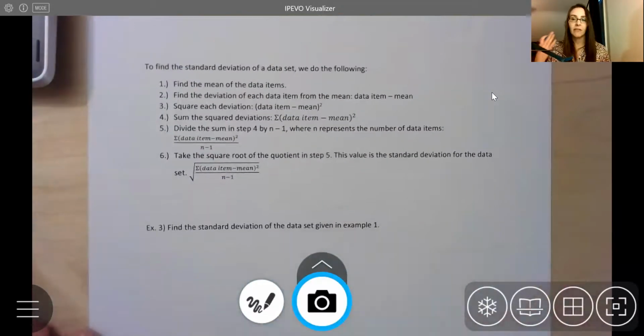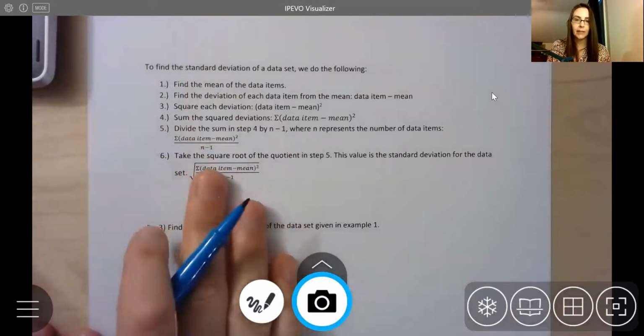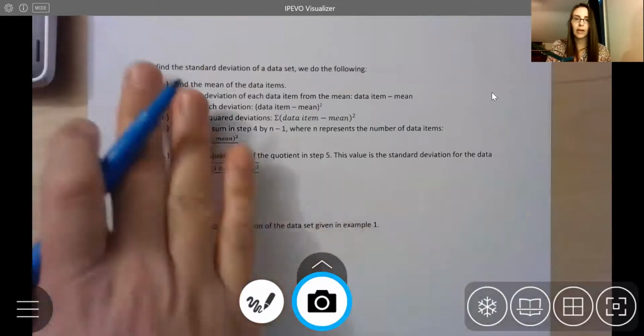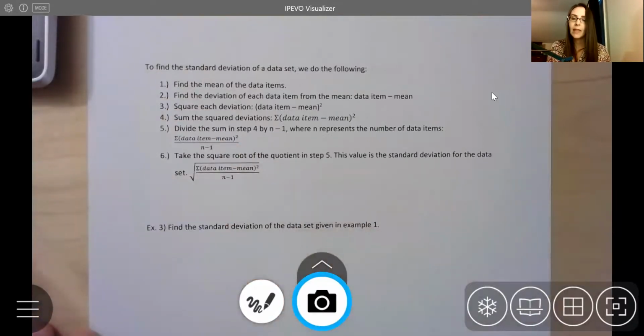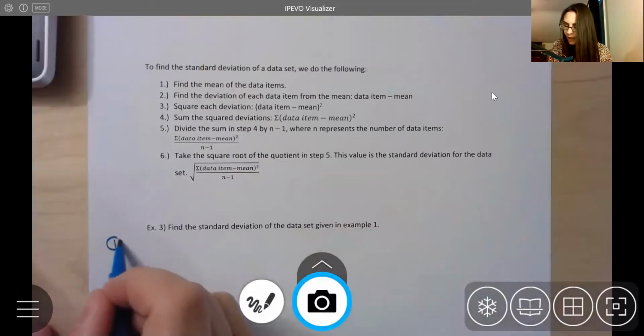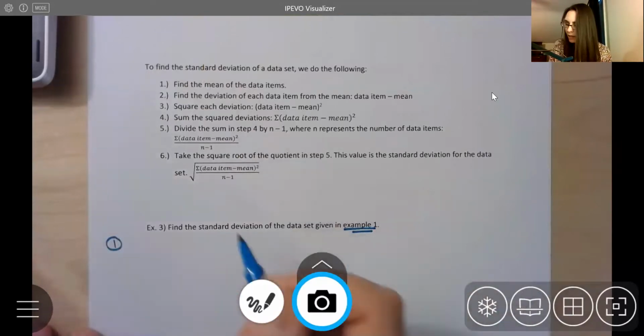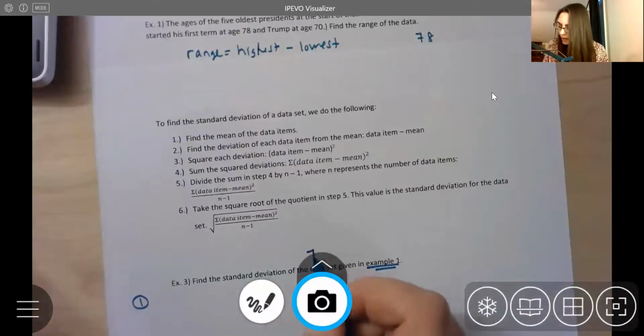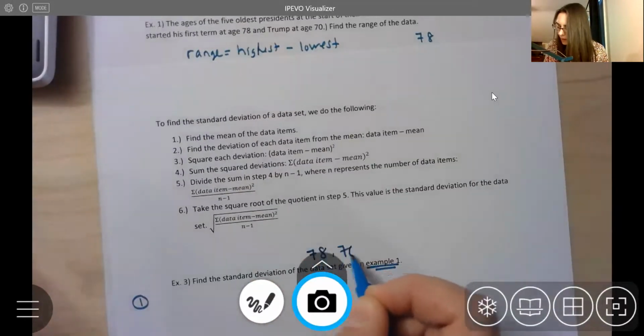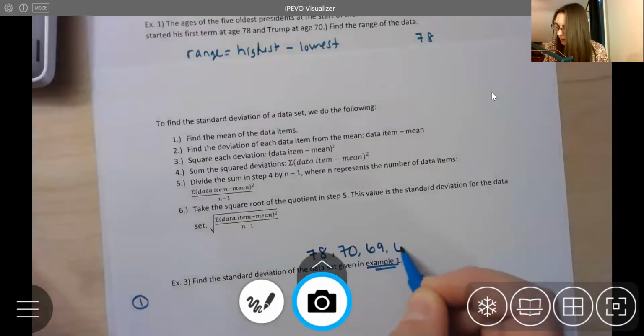So let's actually go ahead and find the full standard deviation here. And you have the steps listed right here. So I'm going to go through them and read them together, and then we'll go through each step one at a time. So your first step is to find, and we're going to use the same example, our data points. Let's rewrite them over here. We're 78, 70, 69, 68, and 65.